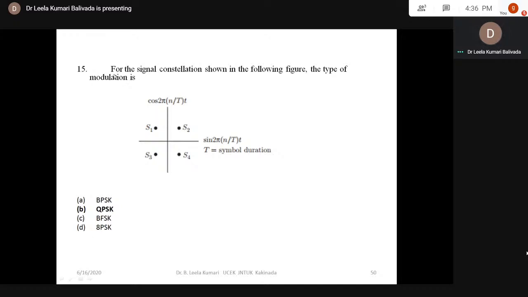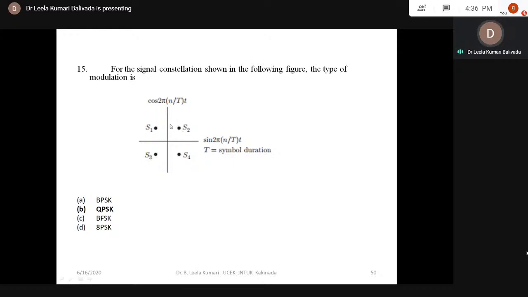Next question. For the signal constellation shown in the following figure, the type of modulation is asked. So this is the constellation diagram given, and if you see, there exist 4 different points on the constellation space.